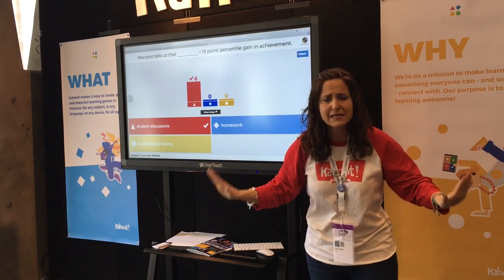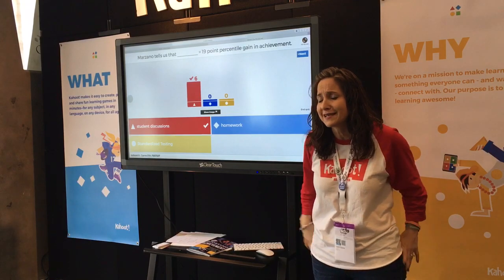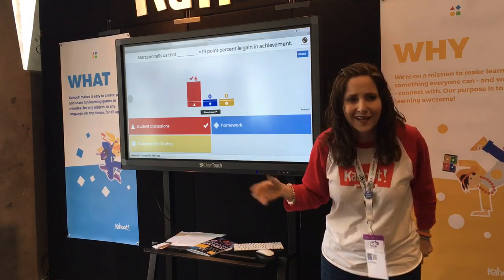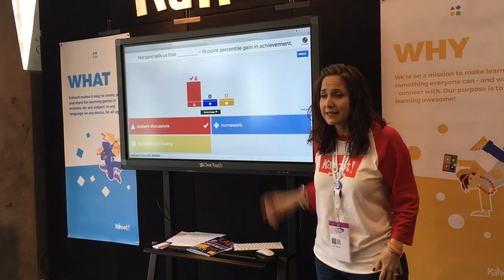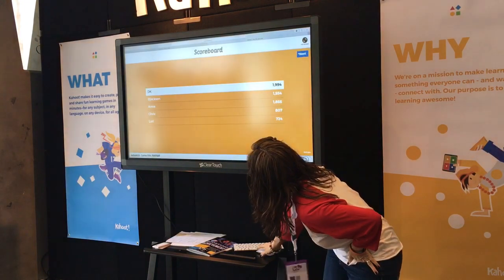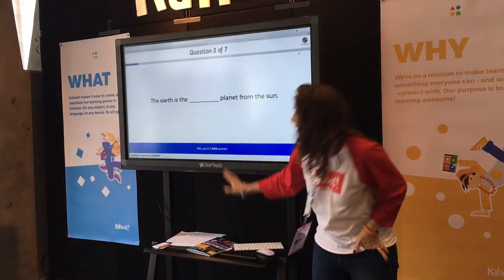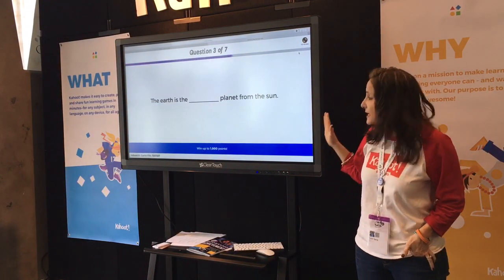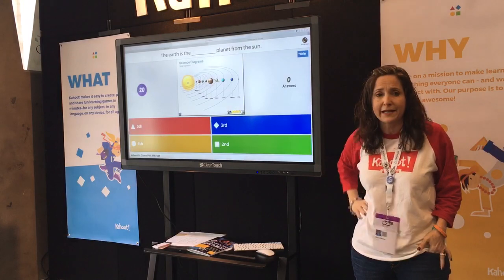My regular students benefit from this because nobody says circumference of circles just easily. They need the language practice too. So we definitely choral read before we go on. Okay, here's another sheltered strategy that I use. The Earth is the what planet from the sun?